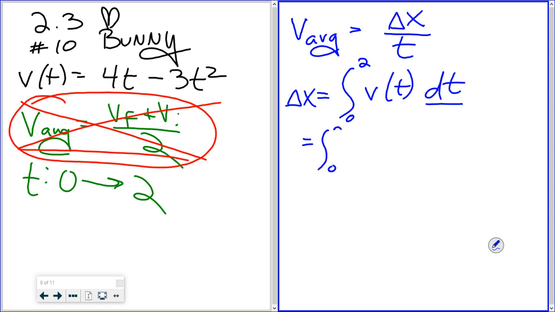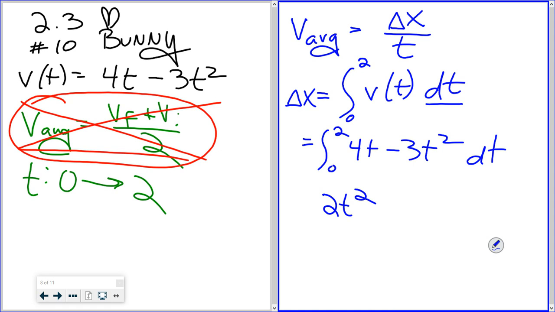All right, so now I can plug in my numbers. So the integral from 0 to 2, let's see, v of t, that's this mess, 4t minus 3t squared dt. Cool? All right, so remember, anytime you're taking an integral, the question should be, what do I have to take the derivative of to get this? Right? So what would I have to take the derivative of to get 4t? The derivative of what is 4t? It's 2t squared, right?